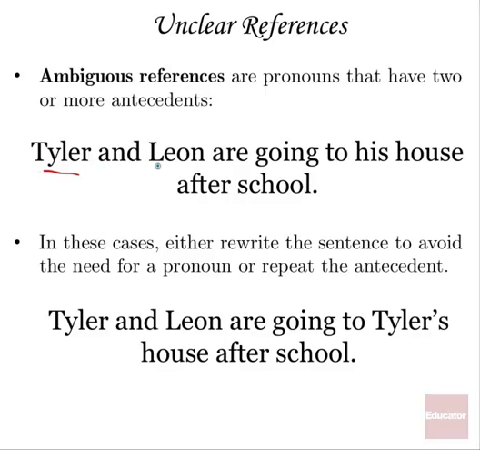All right, "Tyler and Leon are going to his house after school." Well, whose house are we talking about? Someone male, but Tyler and Leon are both male first names, so how do we know whose house they're going to? In these cases, either rewrite the sentence to avoid the need for a pronoun or repeat the correct antecedent. So you'd say, "Tyler and Leon are going to Tyler's house after school." That solves the problem nicely.